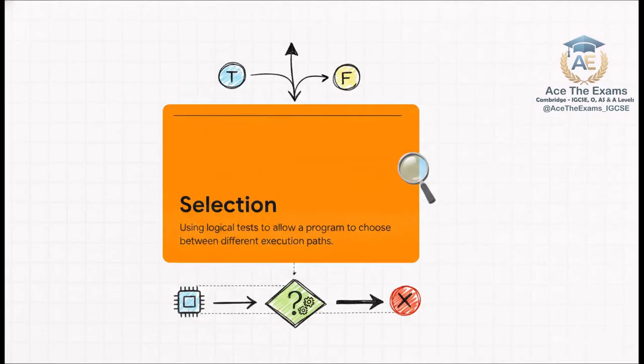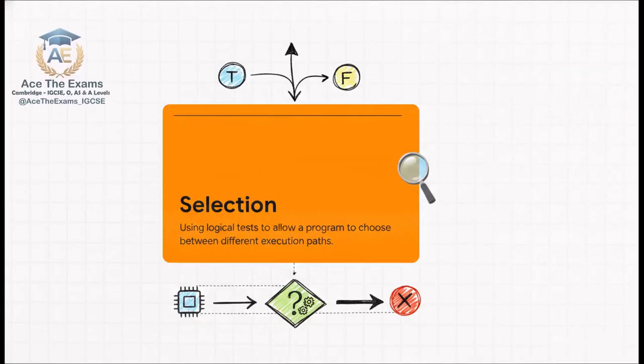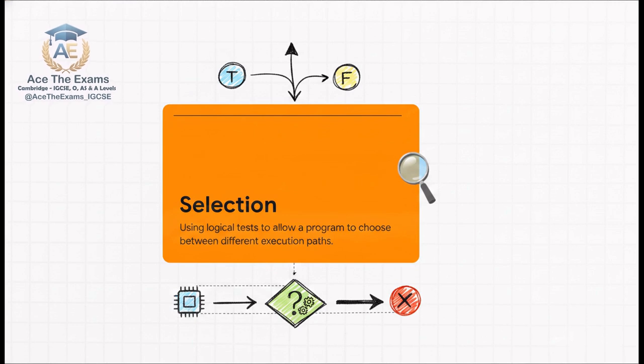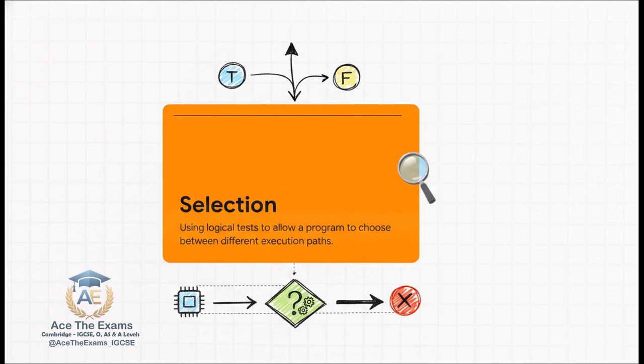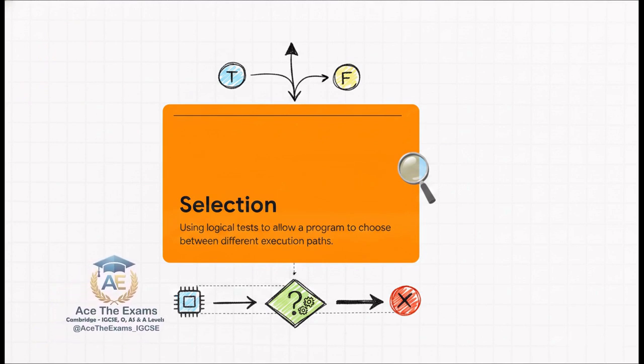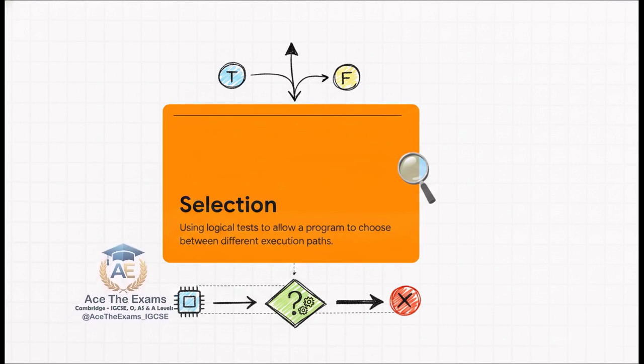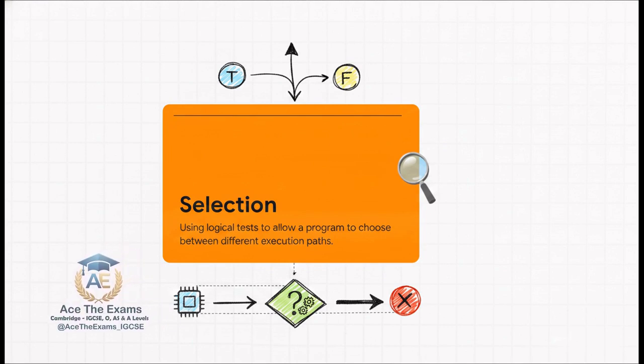Okay, let's dive into this. Selection. It's a completely fundamental programming concept, and you absolutely must know its precise definition for the exam. Basically, selection is the use of logical tests, which, remember, always evaluate to either true or false, to allow a computer program to choose between different execution paths. Think about it. Without selection, our programs would just run in a straight, boring, predictable line every single time. Selection is literally what gives our algorithms their intelligence.